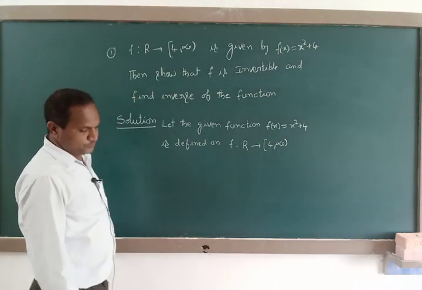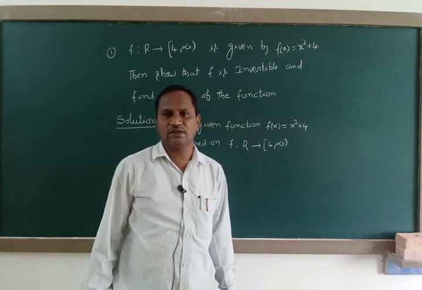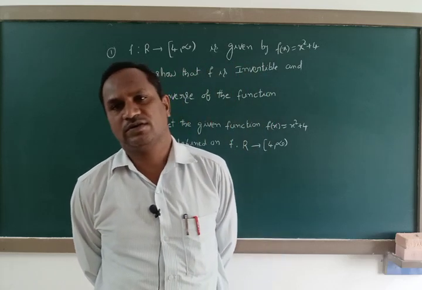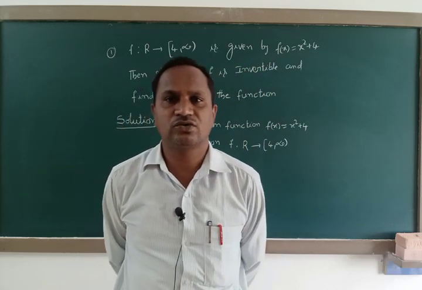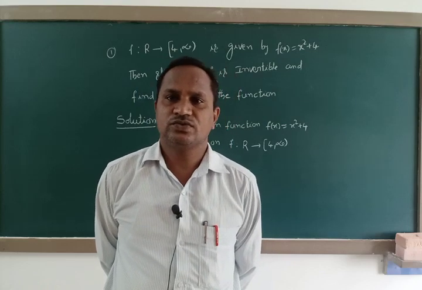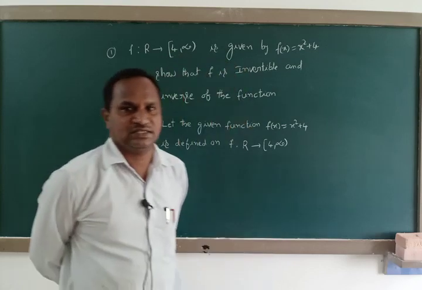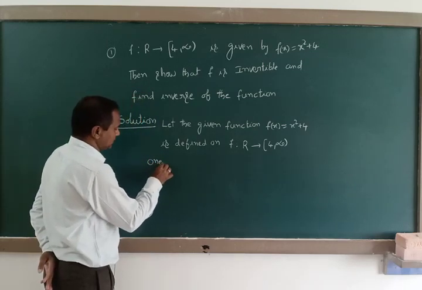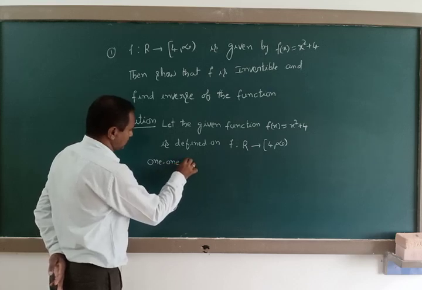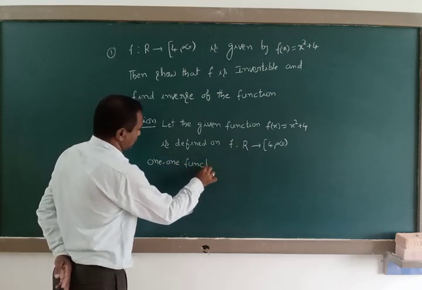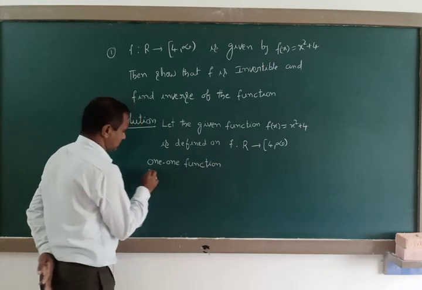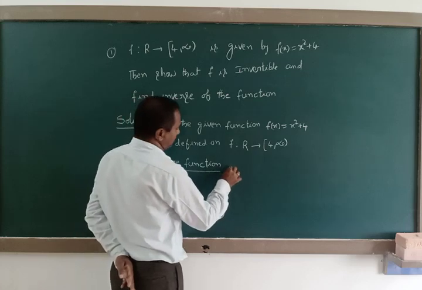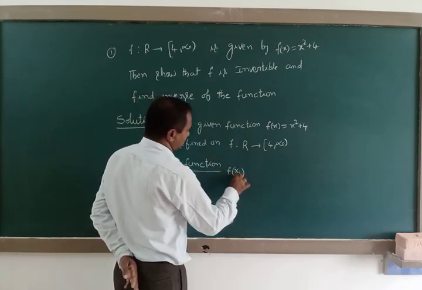First, how to prove about this function f of x is equal to x square plus 4, whether f is one-one or not, and whether f is onto or not. About these two we have to check. First, the function is one-one. The one-one formula is: let the function f of x1 is equal to f of x2.